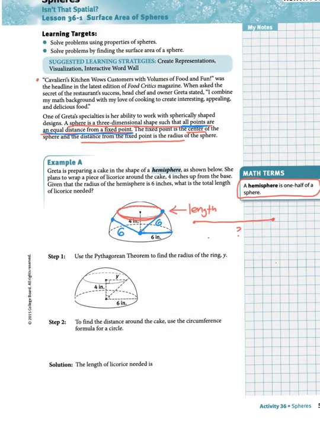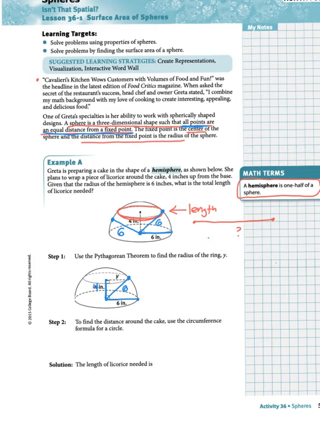Step 1, let's think about the Pythagorean theorem. Since we've already established that the radius is 6 inches, and the radius could be drawn from the center point to any point on the edge of the sphere, I'm going to draw that radius to right here, and we know that that radius is 6 inches. We also know that the licorice is going to be at a point that is 4 inches up from the base. So from the base, if we go straight up, we know that that's going to be 4 inches.